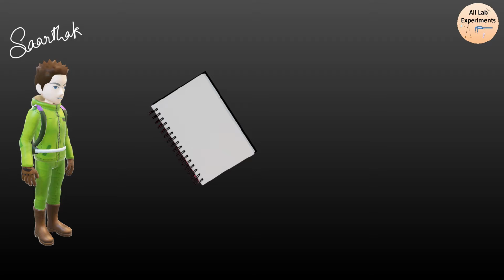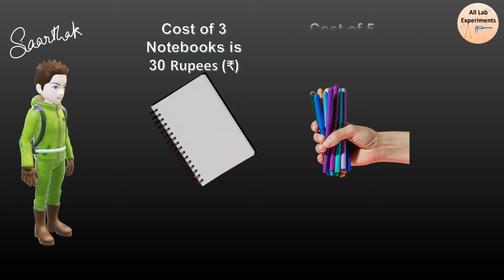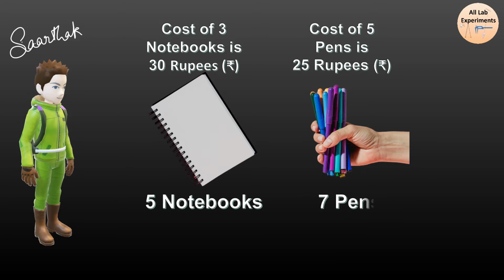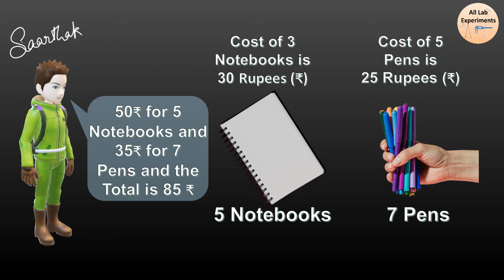So here we start. Hey Sarthak, consider you want to buy some notebooks and pens from a stationery shop. Let us consider that the cost of 3 notebooks is 30 rupees and the cost of 5 pens is 25 rupees. Then tell me the cost of 5 notebooks and 7 pens. So you will pay 85 rupees for 5 notebooks and 7 pens. But how did you get this answer? Basically this is 50 rupees for 5 notebooks and 35 rupees for 7 pens. But can you show me the calculations you used?